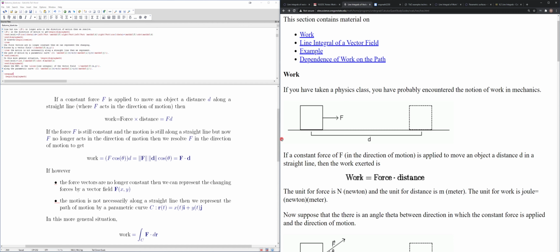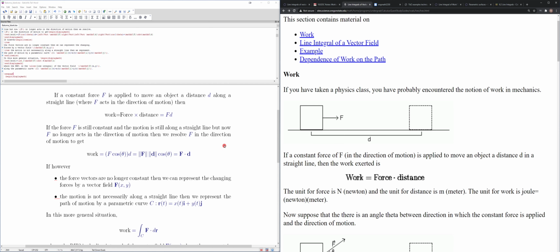So this is what I say over here. If I have a constant force, such as this one, and it moves an object a distance d along a straight line, where the force is acting in the direction of motion, then the work is force times distance. Here you could regard the force as just a scalar, and the distance as a scalar, so your work is just force times distance, which you can write as F times d. So this is a simple case, where work is equal to force times distance.